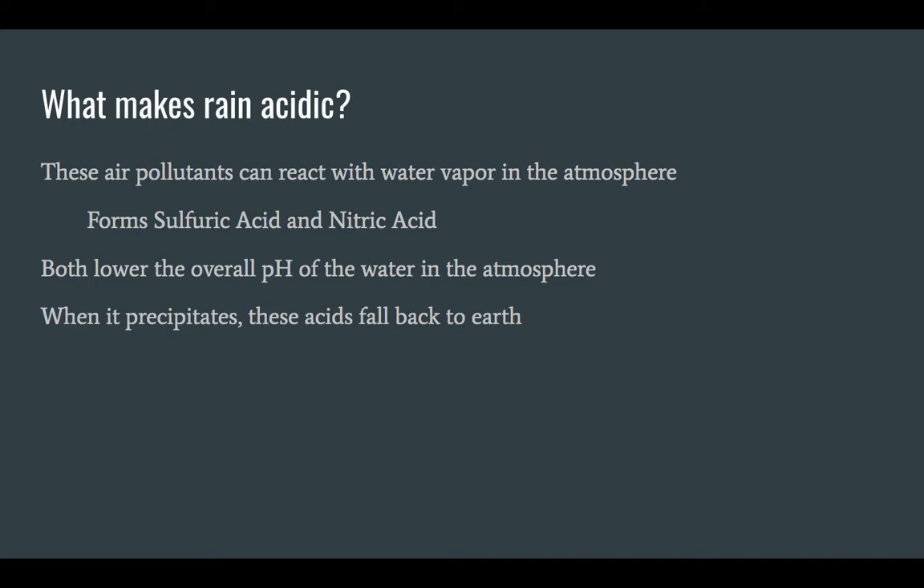Overall, this is lowering the pH of the water that is in the atmosphere, and then that water falls back to Earth, right? It could be as rain, as snow, sleet, etc. But in any form that water takes to come back to Earth, if it has encountered these nitrogen oxides and sulfur oxides, it's going to have a lower pH.